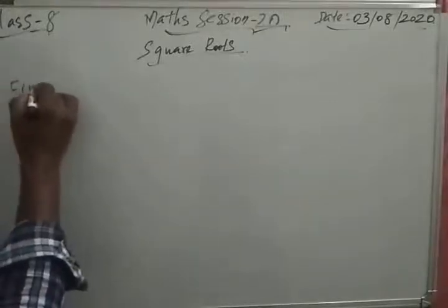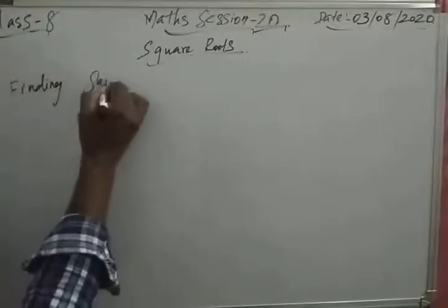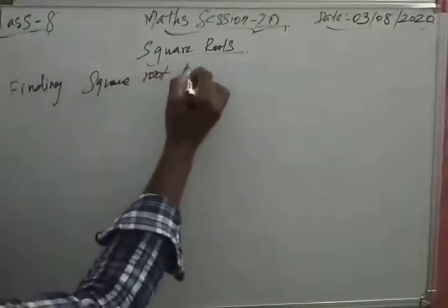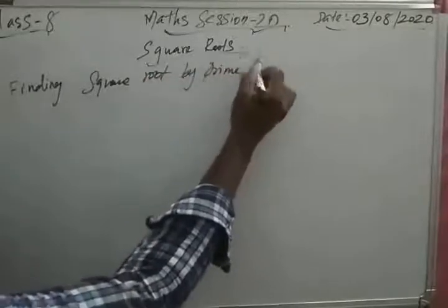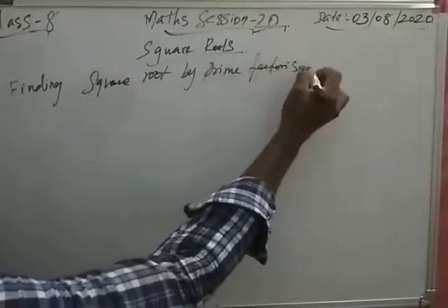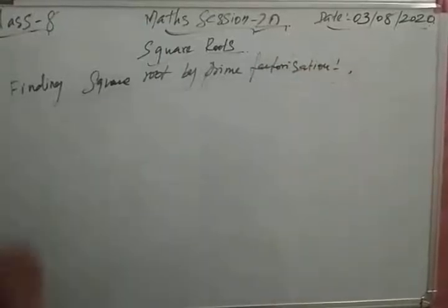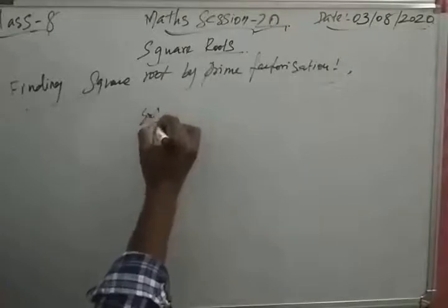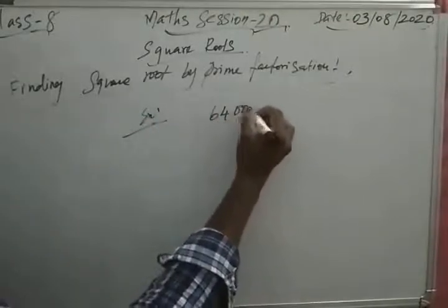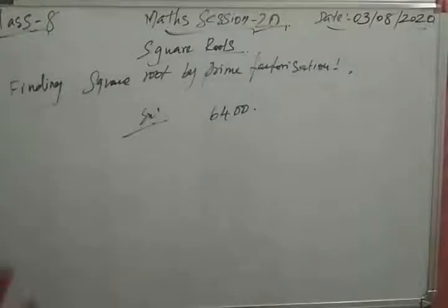Finding square root by prime factorization. What is prime factorization, that you must know. The number which we are taking, maybe any easy number. For this one we will take an example: 6,400. They ask you to find the square root of this number by prime factorization.